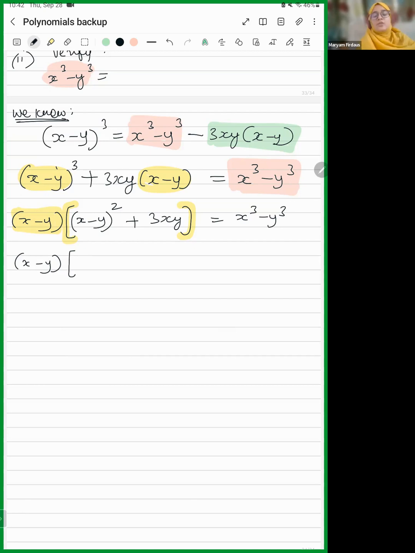Now tell me the expansion of x minus y whole square. X minus y whole square is x square plus y square minus 2xy, because there is a minus sign here. If this sign was a plus, this sign would have been a plus. But since it's a minus, then minus 2xy. That's it. This is the expansion of x minus y whole square.